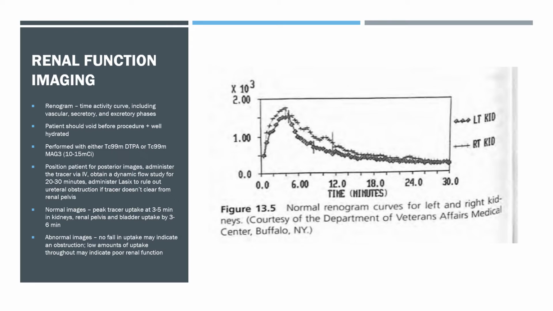But some abnormal images would not include that cliff, as you can see in the normal one. And this could indicate some type of obstruction, or if there is just a low amount of uptake throughout each phase, then it could indicate poor renal function.